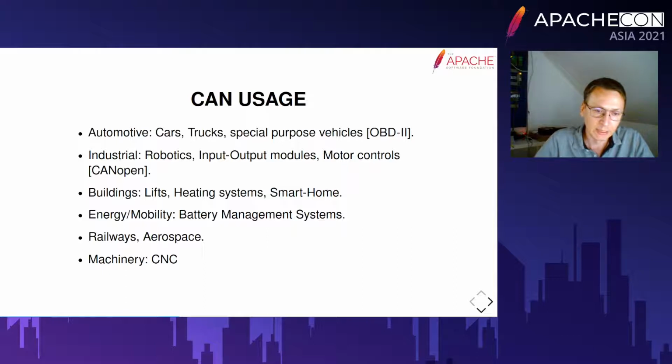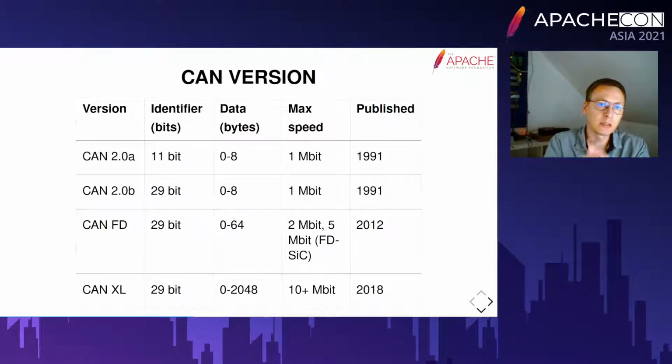And CAN is also used extensively in CNC and milling machinery and so on, mainly because of its safety features, which can be used, for example, to stop machines, spinners and so on, which are quite important, and also motor controls can be built with CAN. So there are several versions of CAN already on the market.